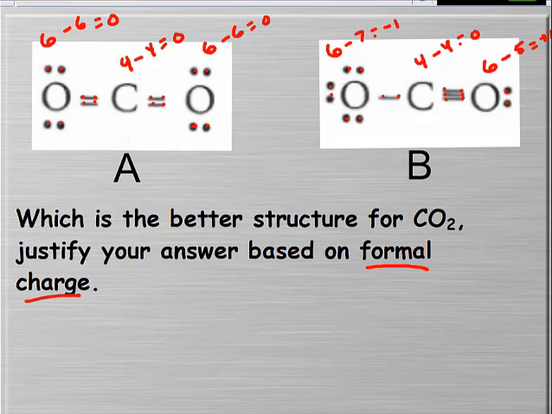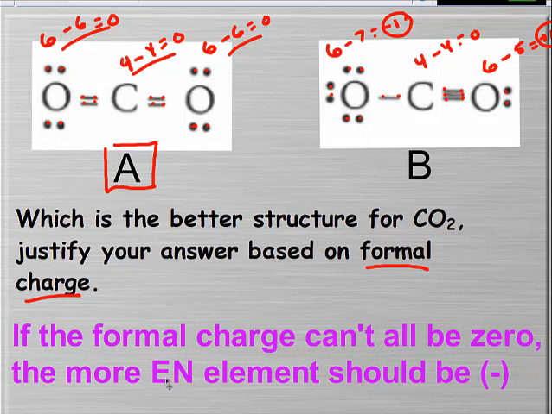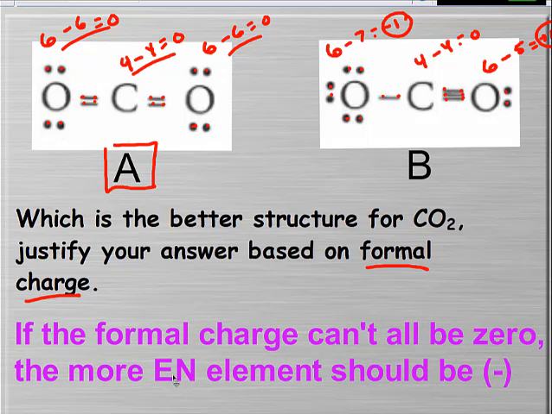The formal charges have to add up to 0. So -1, 0, and +1 does add up to 0, and in A, they were all 0. We want the lowest possible formal charges. Therefore, A is the correct answer. And our reason would be structure A because the formal charges are all 0, which is smaller than the structure in B. And again, we have all of our work to prove that. If the formal charges can't all be 0, then we want the more electronegative element to be the negative. So out of carbon and oxygen, oxygen would have to have a negative, not carbon.